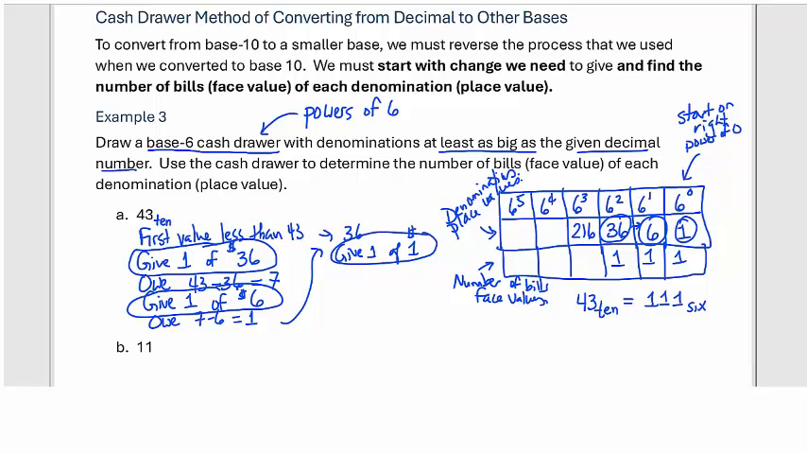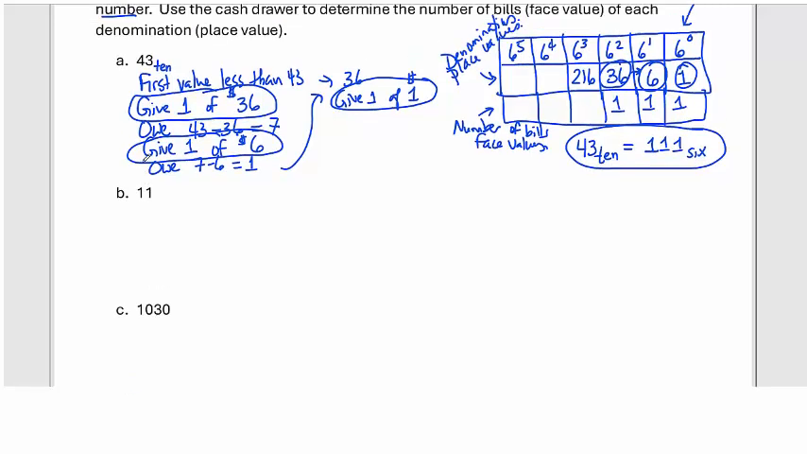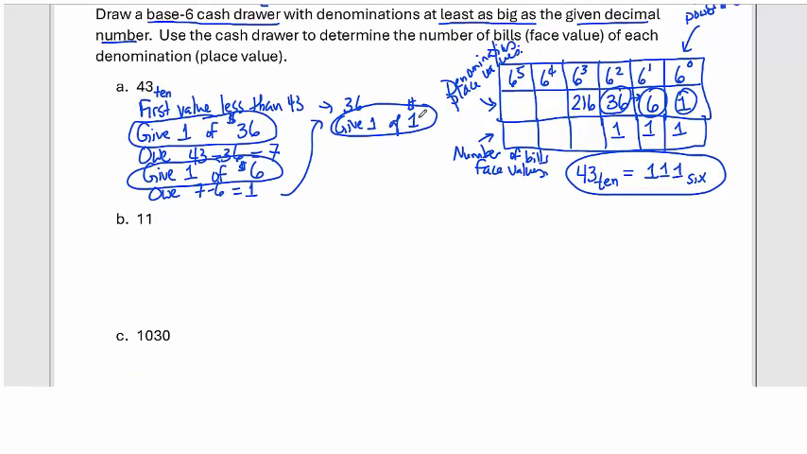Writing a number in base 6 is like telling how many of each kind of bill you would give in a base 6 cash drawer. Okay, let's try another one. Let's look at part B, which is the number 11.